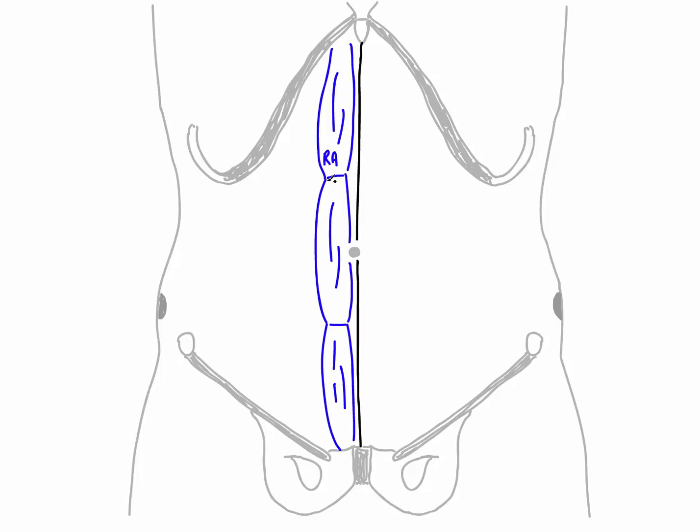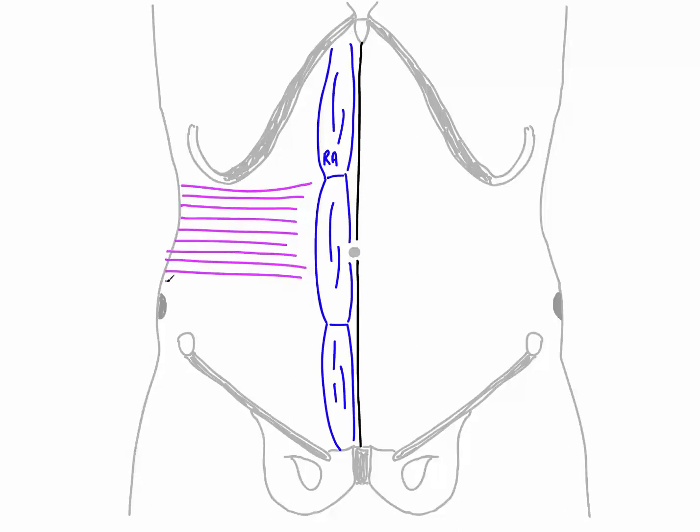So let's start with the deepest of these three muscles, which is transversus abdominis. Transversus abdominis is coming from the posterior aspect from the thoracolumbar fascia, and its fibres run transversely around the anterior abdominal wall. They come from the thoracolumbar fascia, the iliac crest, and also the lateral third of the inguinal ligament.